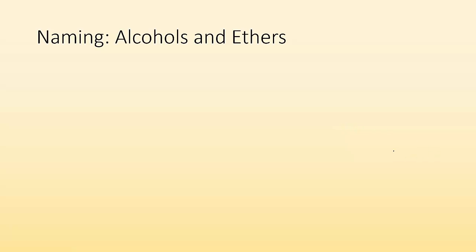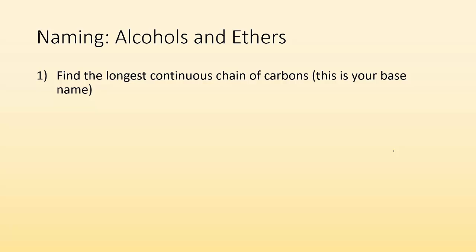We're going to take a look at naming alcohols and ethers in this video. So let's review some of the systematic ways that we name things. So the first thing you want to do is find the longest continuous chain of carbons, and this is going to be your base name.